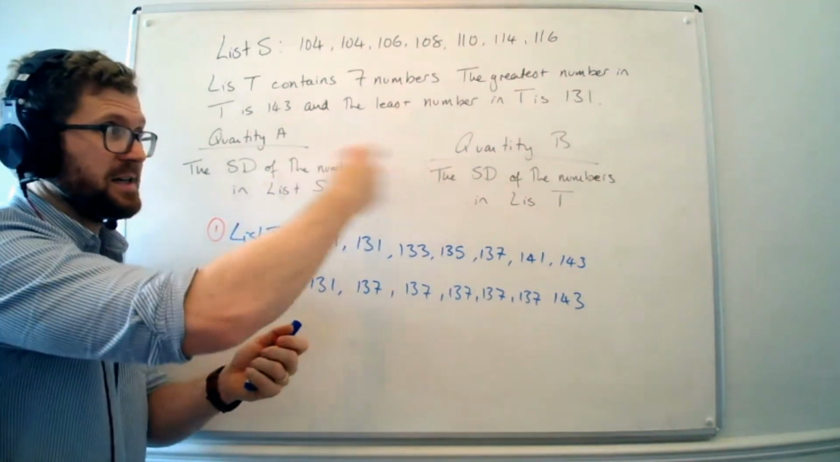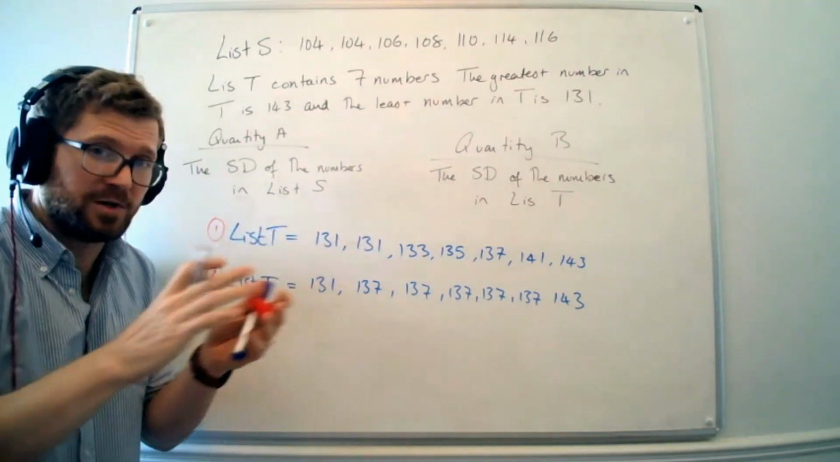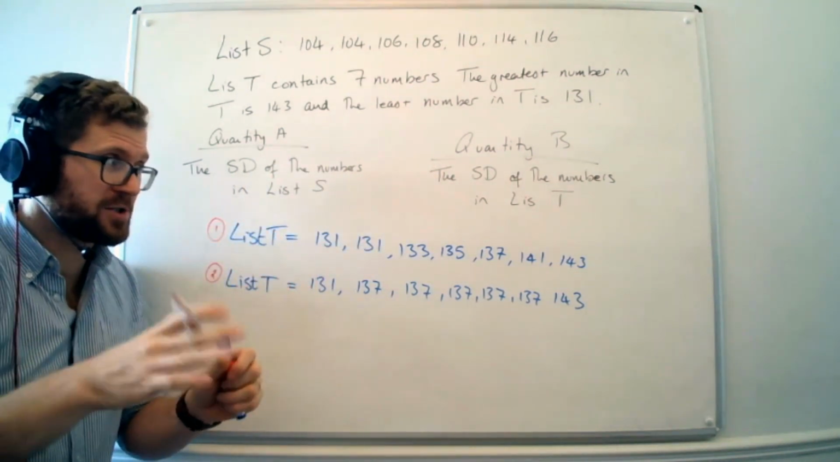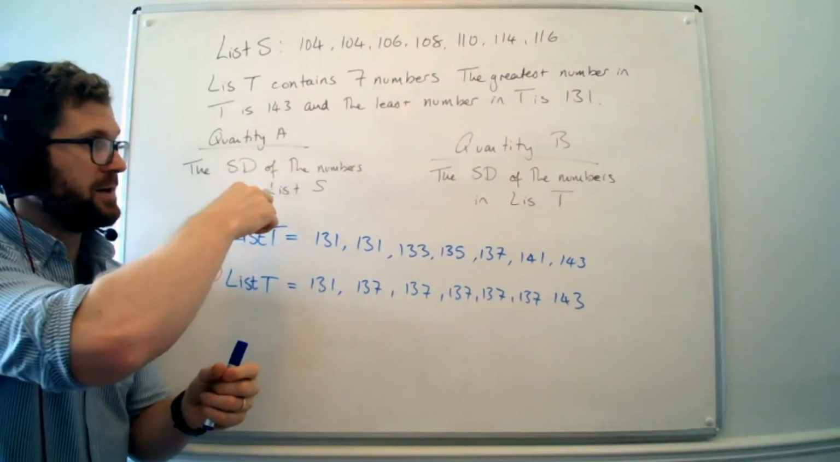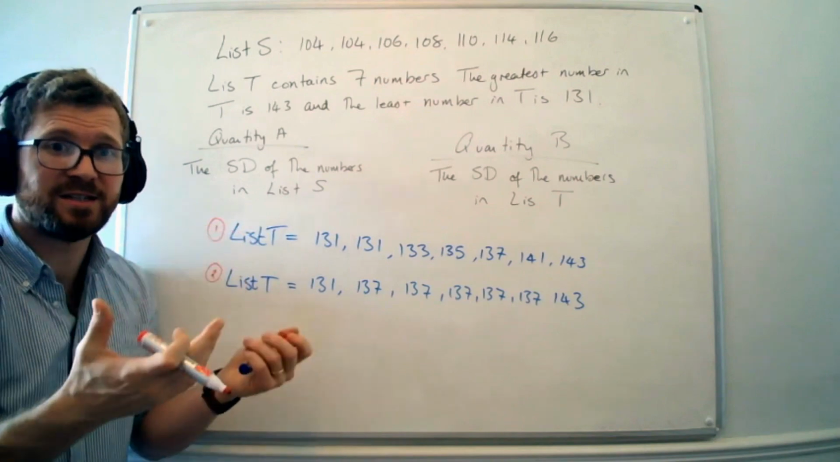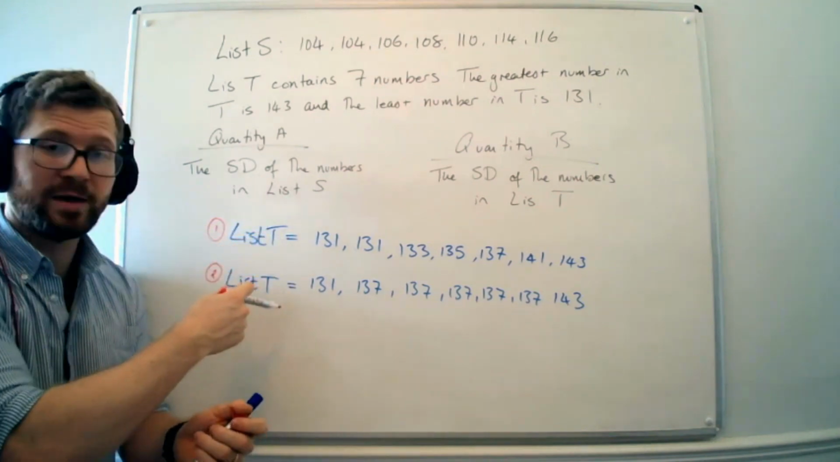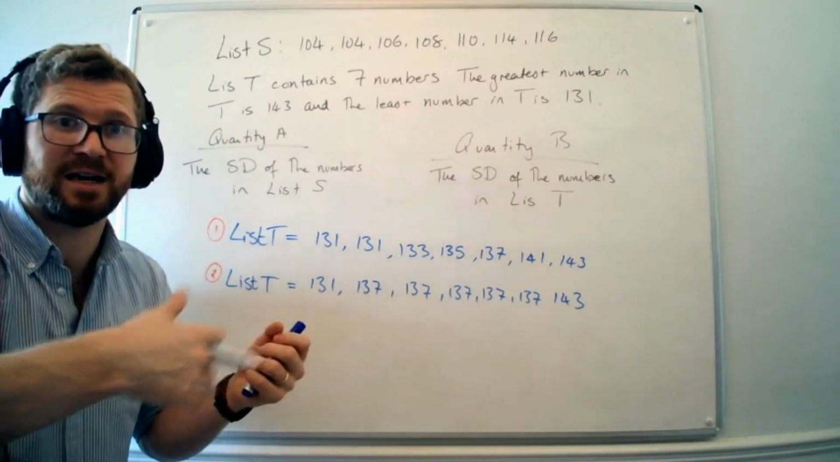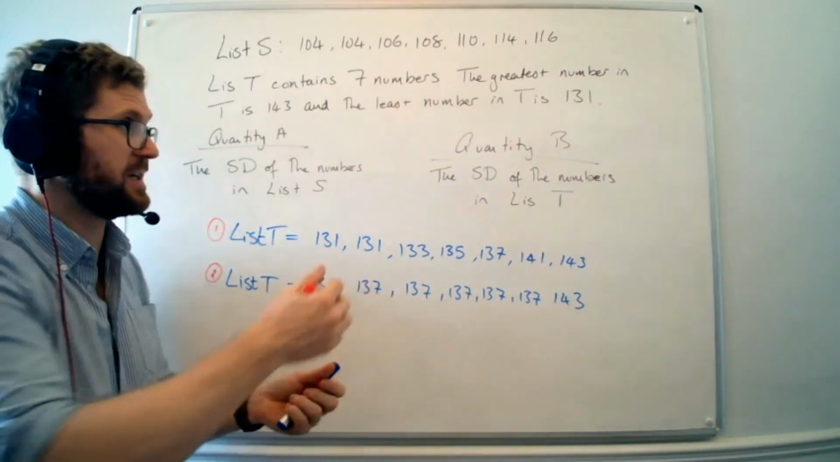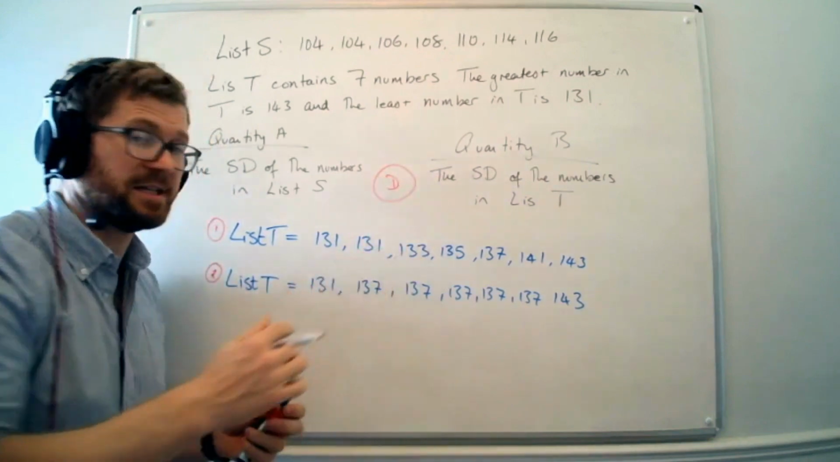So they could be the same. I could possibly come up with a third imaginary list T where it's more spread out than the standard deviation of list S, but I don't need to do that. I've got one where they're the same, one where list T is smaller. So in this case, quantitative comparison question, I can't tell which of the two is bigger or whether they're the same. So the answer to this question would be D.